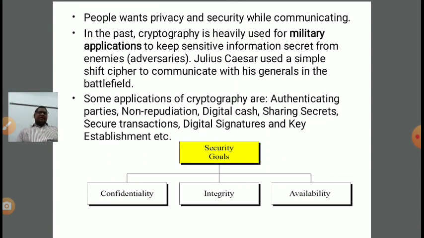In the next lectures, we will put more light in depth on the security concepts.